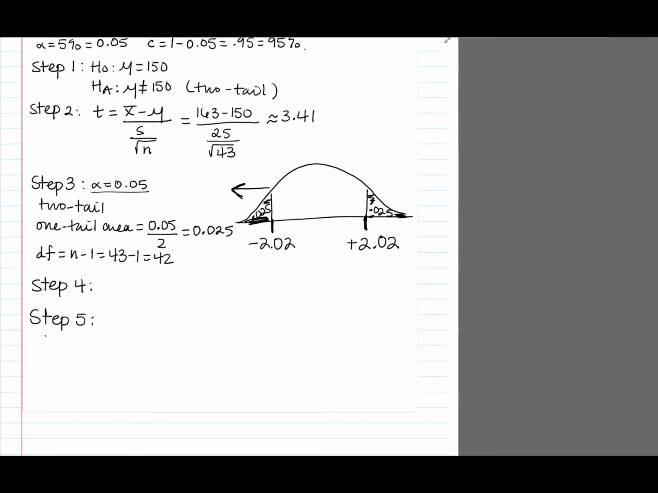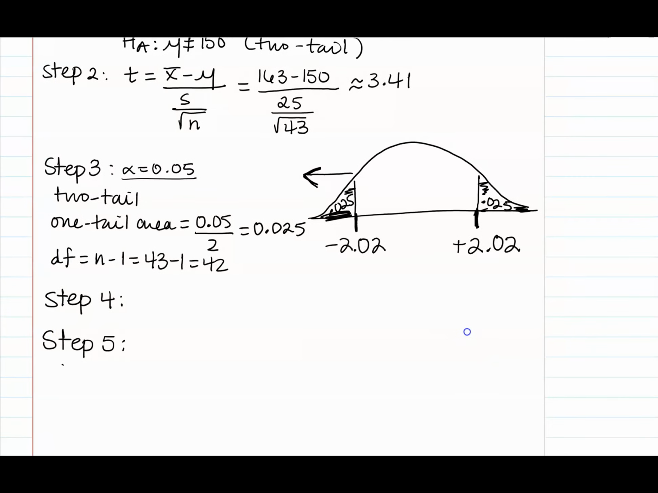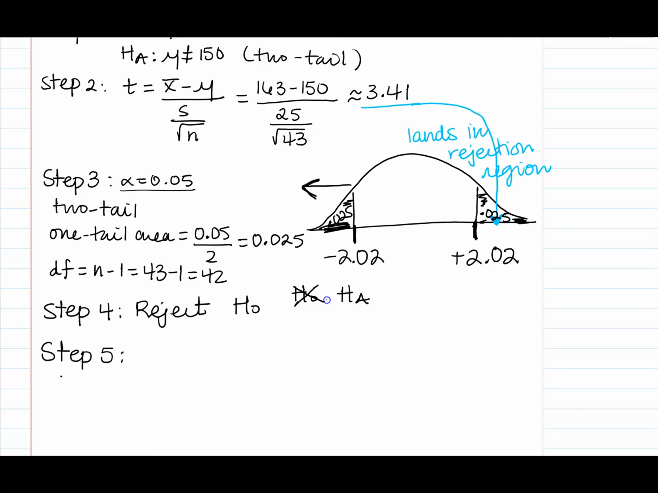So now that we have our critical values, we are able to move on to step 4, where we take our test statistic of 3.41 and we drop that into this picture. 3.41 is larger than 2.02, and so that lands in the rejection region. And so because this lands into the rejection region, we make the decision in step 4 to reject H0. We reject the null hypothesis. And so since we are rejecting the null hypothesis, I will cross that out. So we are accepting the alternative hypothesis.